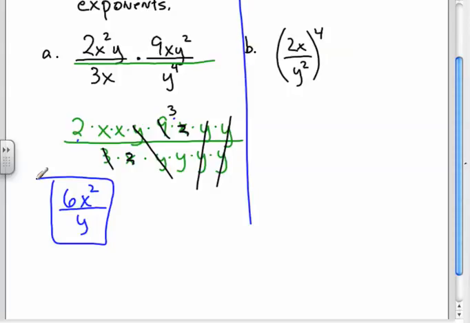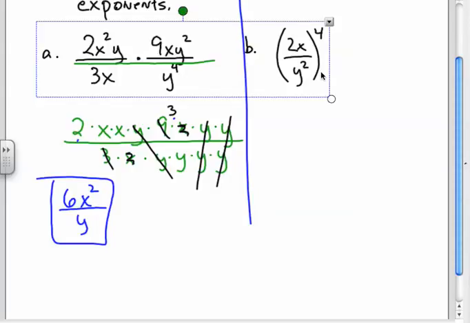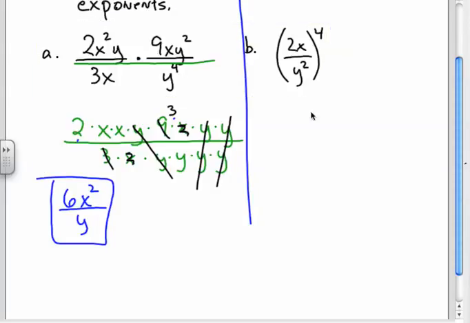Easy enough. Whenever I'm multiplying fractions, it's just the stuff on the top over the stuff on the bottom. I can put it together and make one big fraction. All right. Now let's look at the one on the right here. The one on the right is a little bit different.